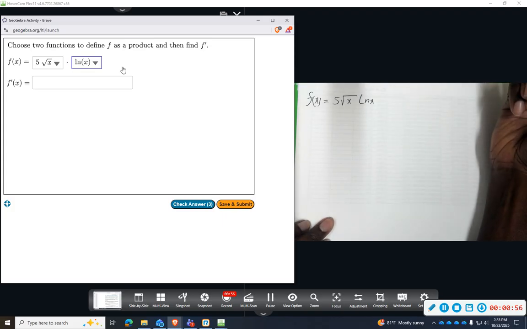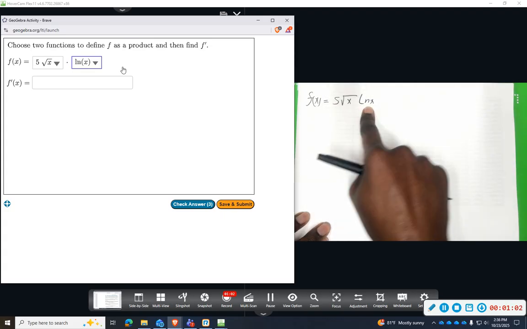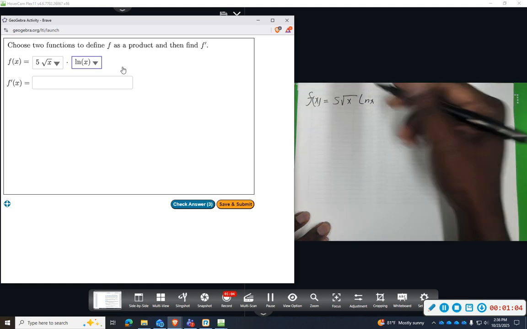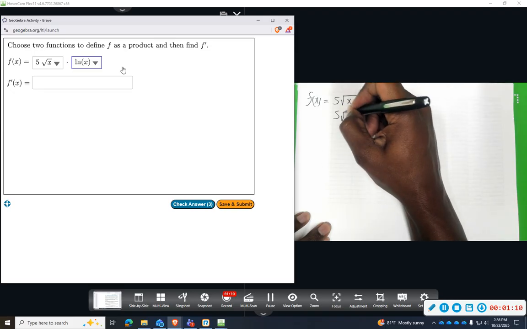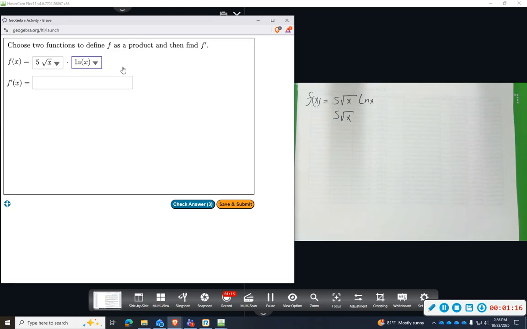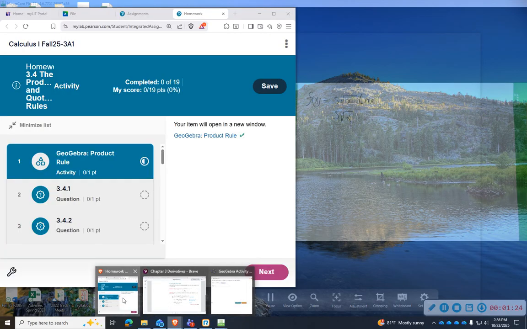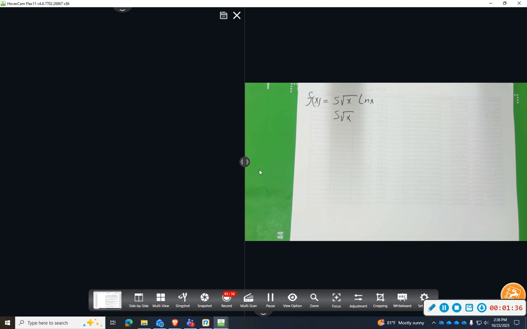Okay, so we're going to do the product rule. We're going to find the first times the derivative of the second plus second times the derivative of the first. So we're going to leave the first one alone. The derivative of the natural log of x is one that you want to memorize. So if I pull up our cal class, under our derivative section, our cheat sheets, the derivative of the natural log of x is 1 over x. Okay, so we're going to use that derivative here.